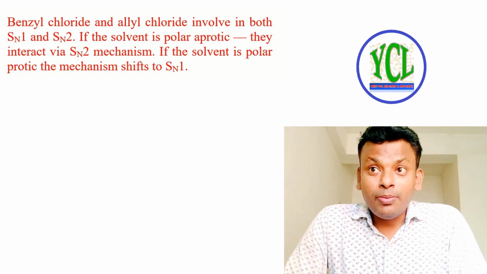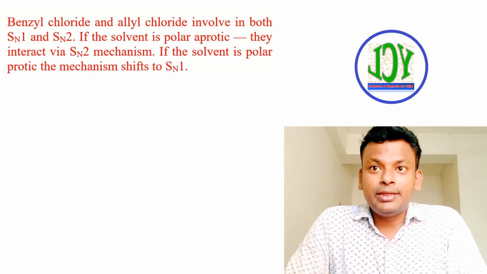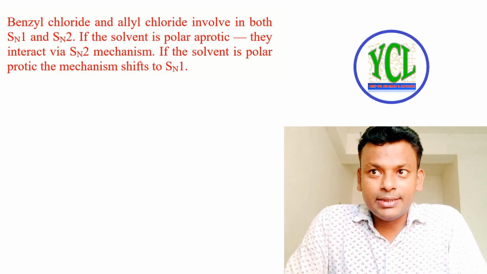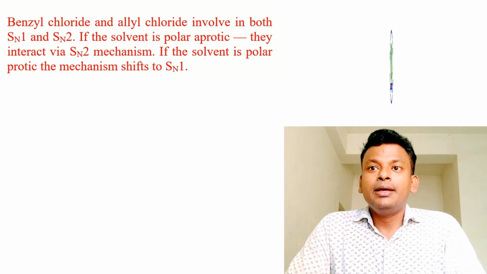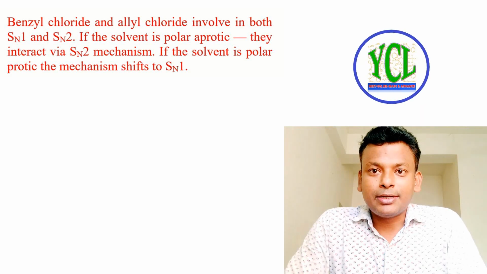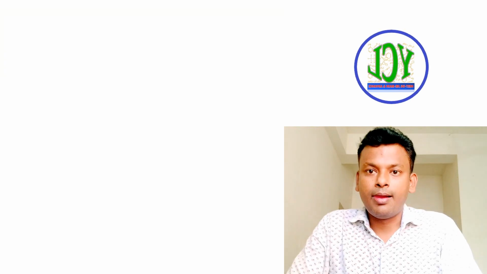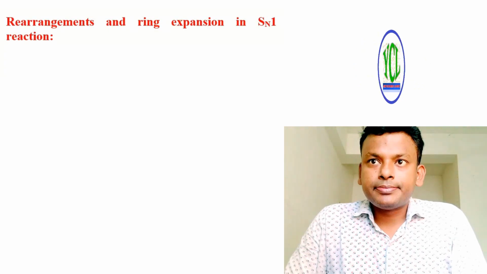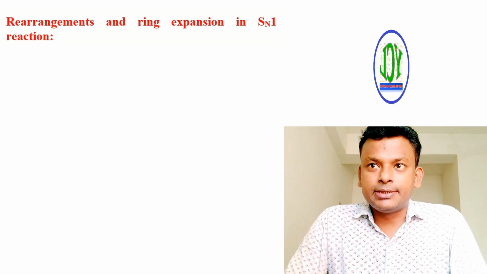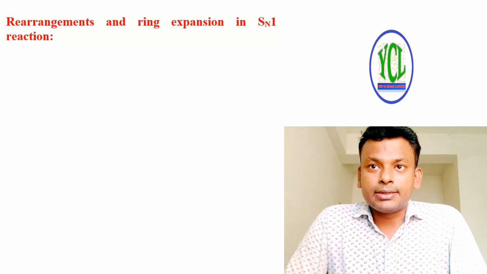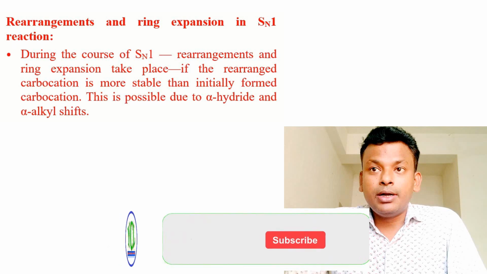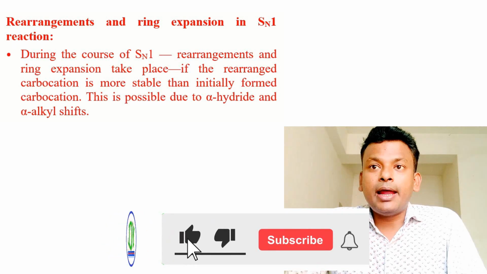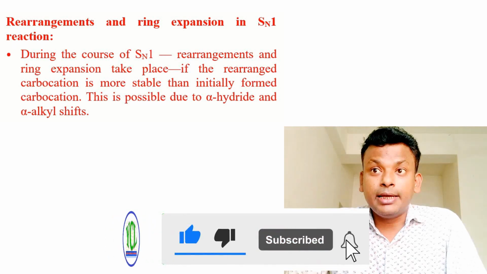If the solvent is polar aprotic, they interact via the SN2 mechanism, and if the solvent is polar protic, the mechanism shifts to the SN1 reaction. So next, rearrangement and ring expansion in SN1 reaction. During the course of an SN1 reaction, rearrangement and ring expansion take place.